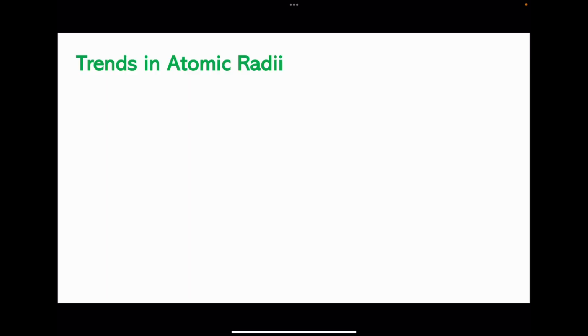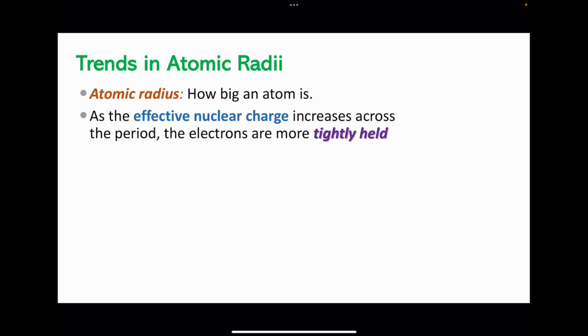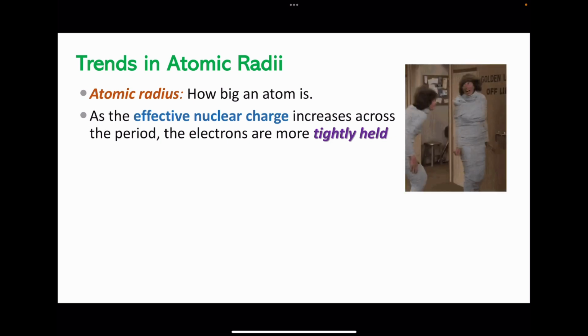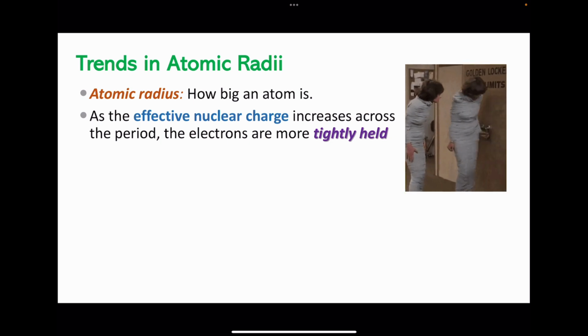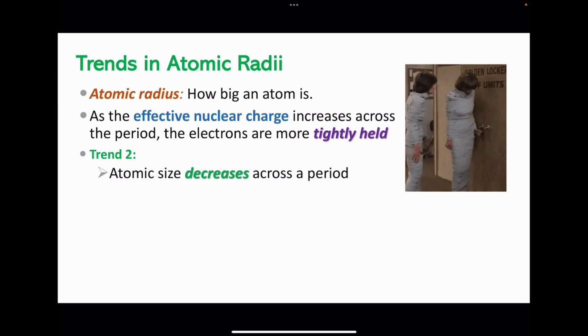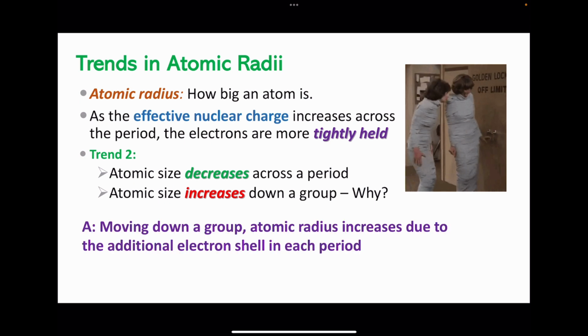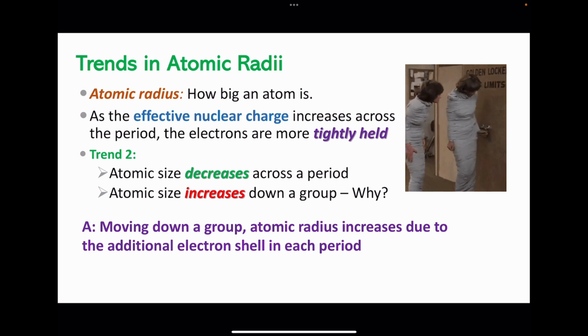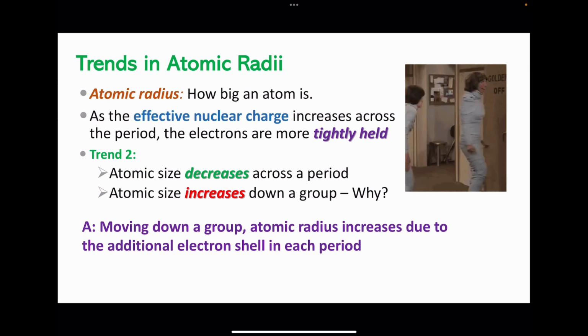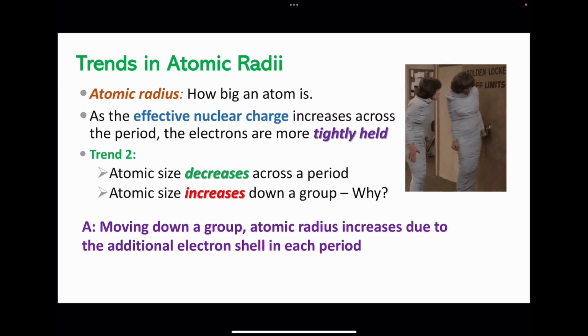Trends in atomic radii. Atomic radius simply refers to how big an atom is. As the effective nuclear charge increases across the period, electrons are more tightly held, literally. So we should expect that atomic size will decrease across a period, but it also increases down a group. Care to think about why? Moving down a group, we have additional electron shells added to each atom. So even though effective nuclear charge remains relatively the same down a group, the atomic radii will increase.